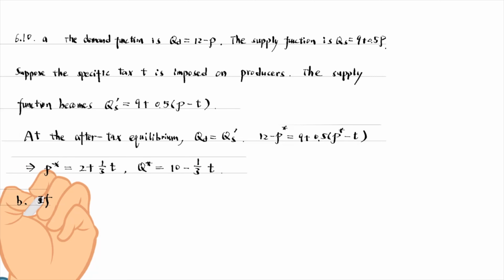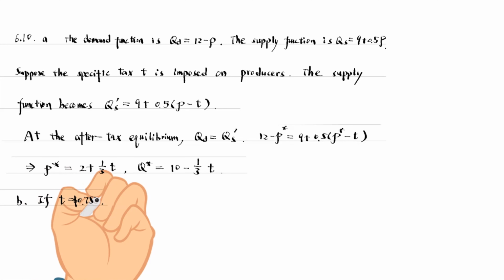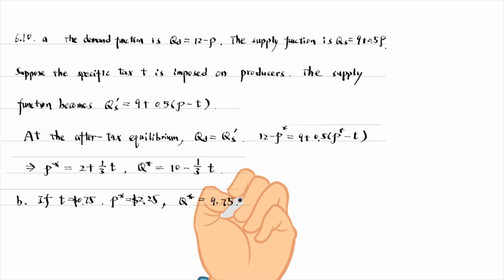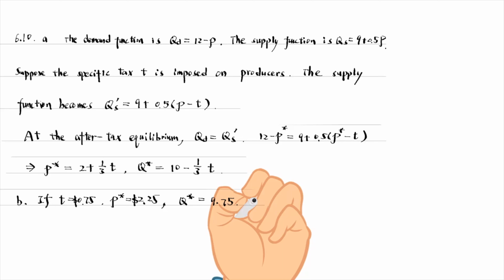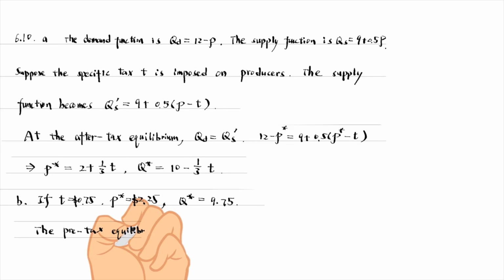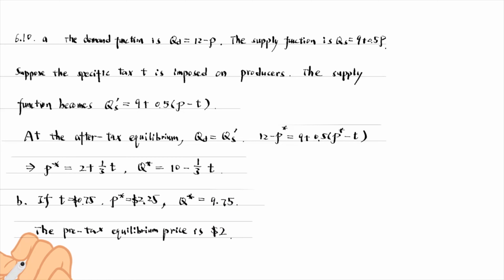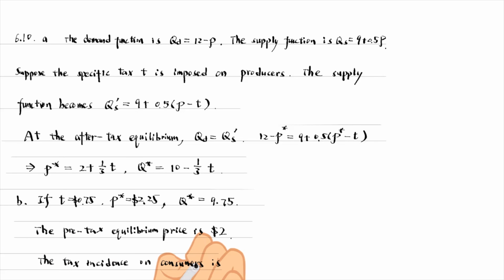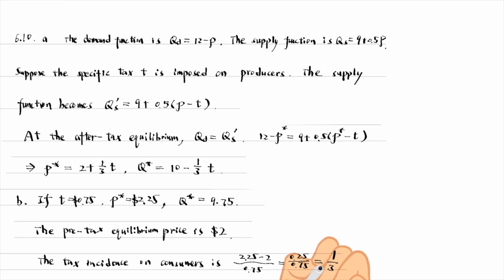In part B, what are the equilibrium price and quantity and the tax incidence on consumers if T equals $0.75? We plug in the value of the tax and get the answer. Using the demand function and the pre-tax supply function, we can find the pre-tax price, which is $2. The tax incidence on consumers is 1/3. Consumers bear 1/3 of the tax, and producers pay 2/3 of the tax.